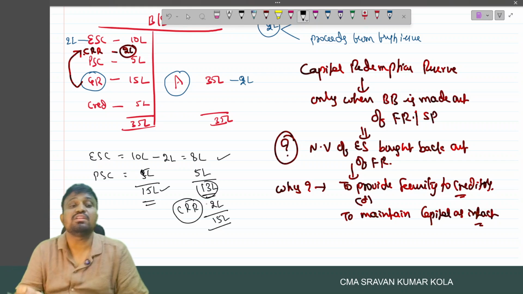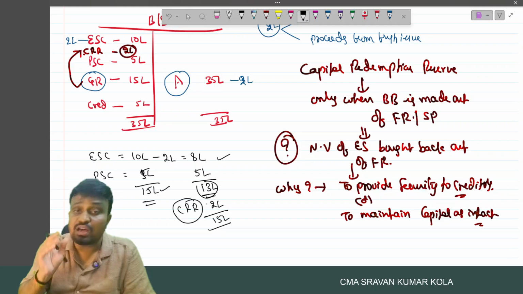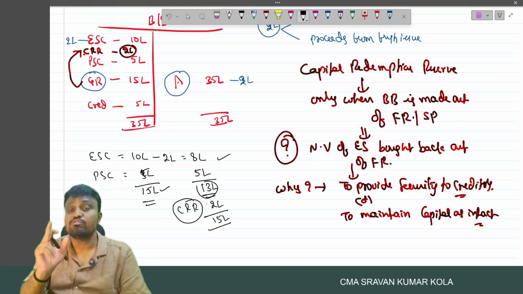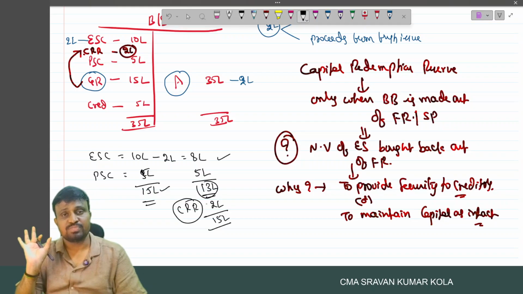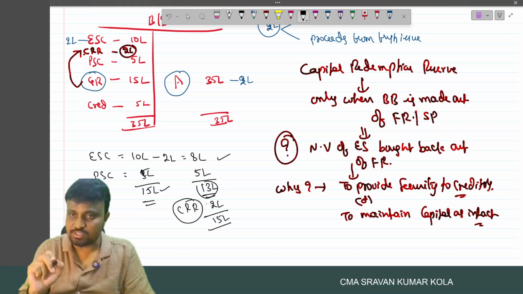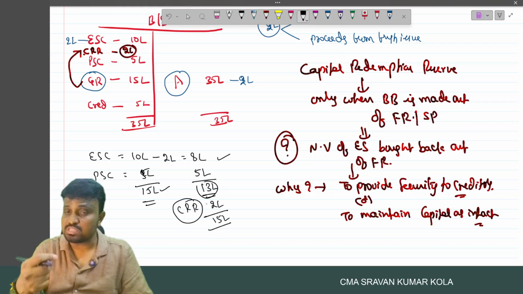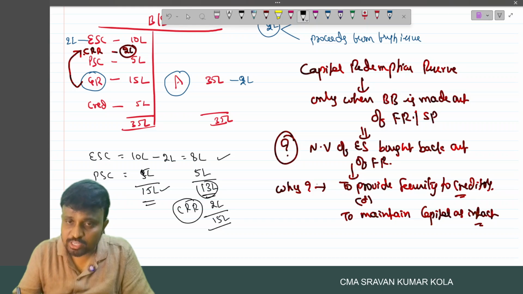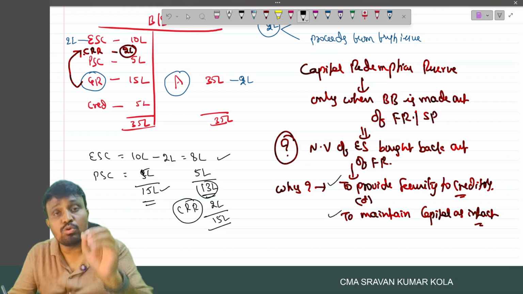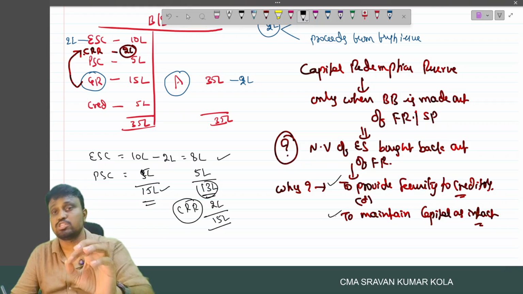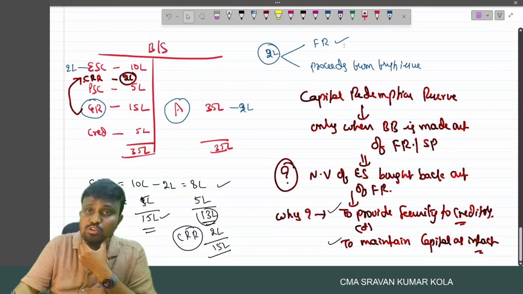So the reduction of the capital will remain in the form of CRR, which will be converted into future capital. Because CRR is available only for the purpose of issue of fully paid bonus shares. Fully paid bonus shares. It is nothing but future equity share capital. Okay. So if the buyback is made out of the free reserve, remember, the nominal value of equity shares bought back out of the free reserve is transferred to CRR. And why is it created? To provide security to the creditor or to maintain the capital intact. And one more point is CRR will be used only for one purpose, nothing but for issue of fully paid bonus shares only.